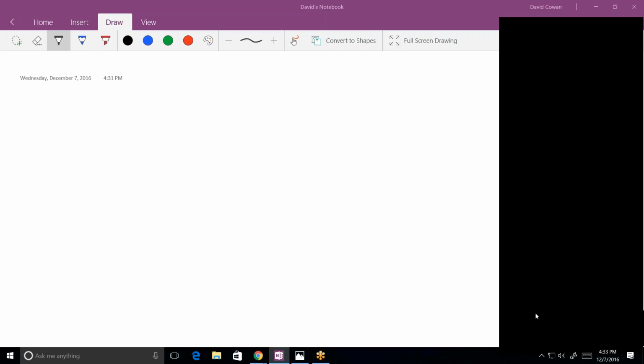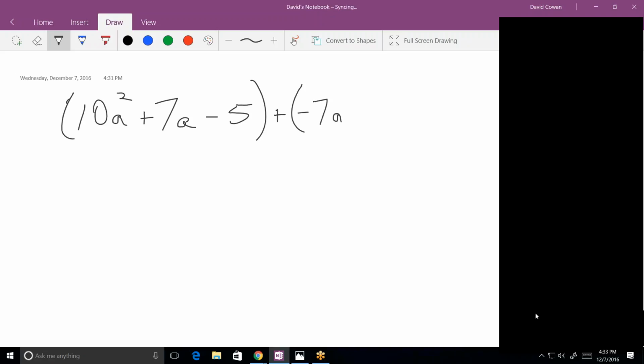My first one is parentheses 10a squared plus 7a minus 5, parentheses plus parentheses negative 7a squared minus 6a minus 11.